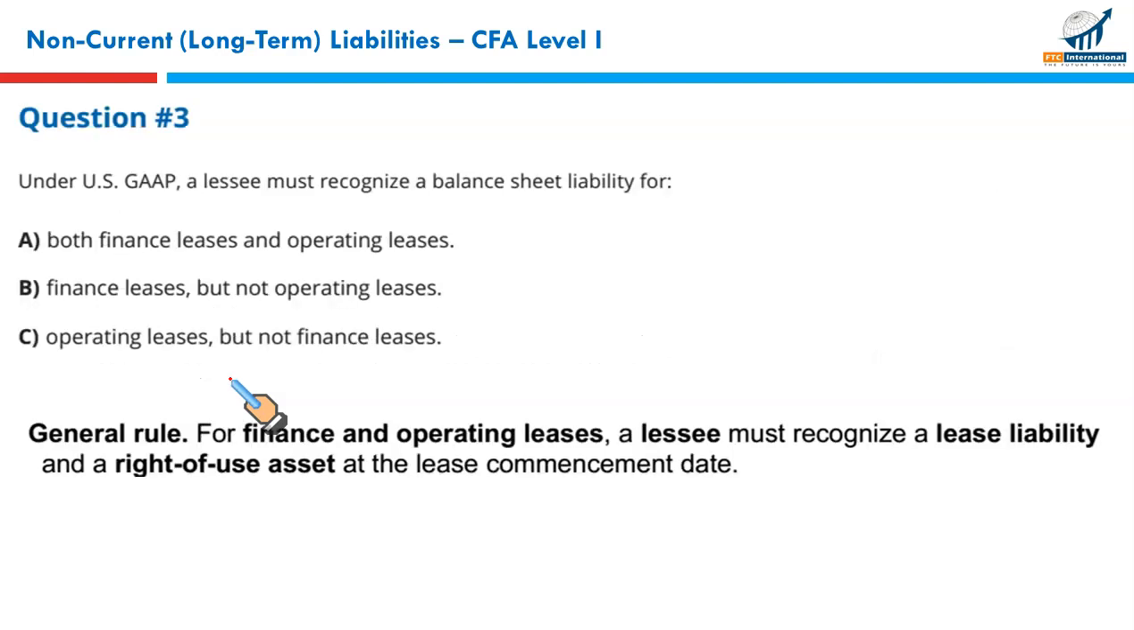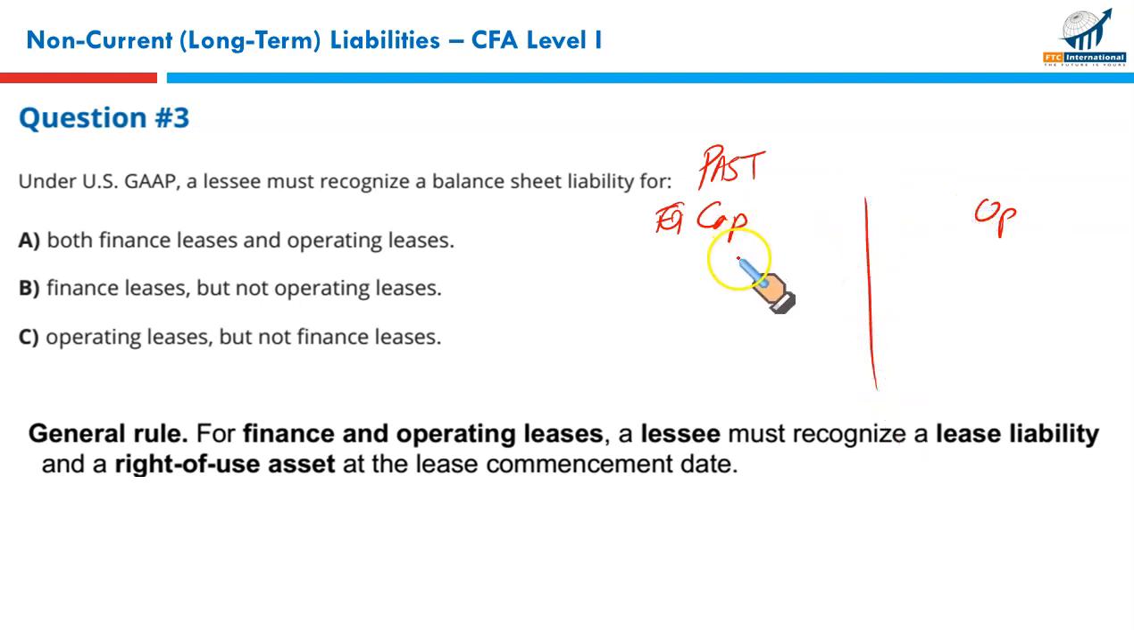Right, next. Under the US GAAP, lessee must recognize balance sheet liability for what? Now, this is something new which wasn't there in the previous leasing standard. I'm sure you people remember. Let us look at the past. What we used to do in the past, what we will do now. Previously, the lease classification was capital lease under the US GAAP. Now they call it finance lease. Previously, it was capital lease and operating lease.